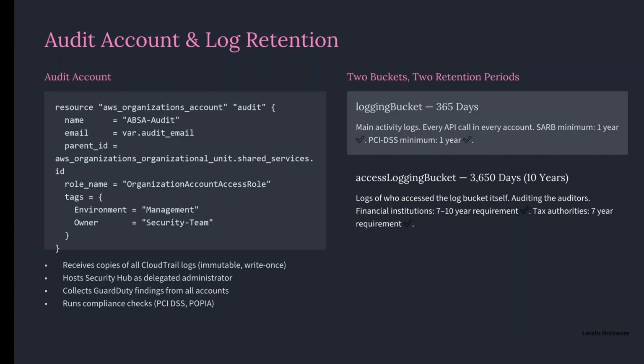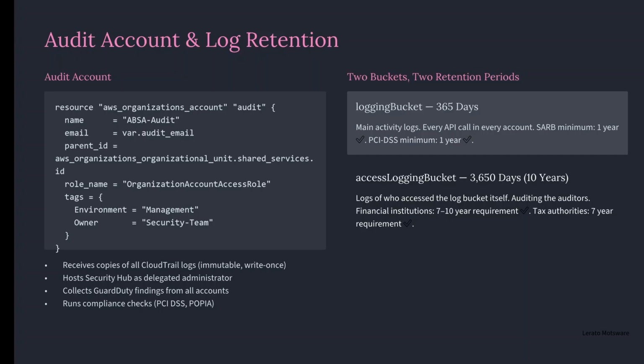Now, two buckets, two very different retention periods. Pay attention here. Logging bucket, 365 days, 1 year. This is the main activity log. Every API call in every account across the entire organization. 1 year, passed. PCI-DSS minimum 1 year, passed.